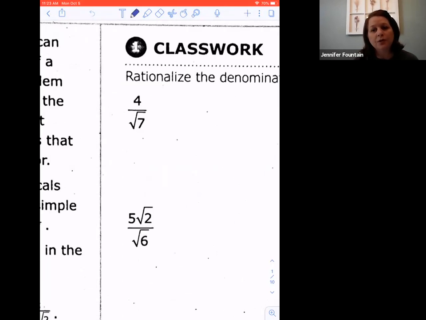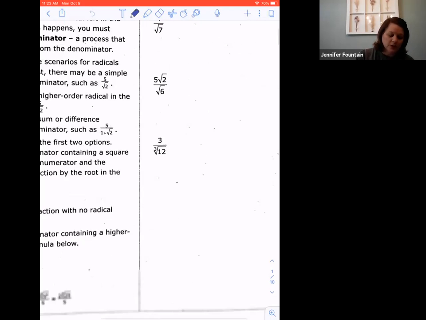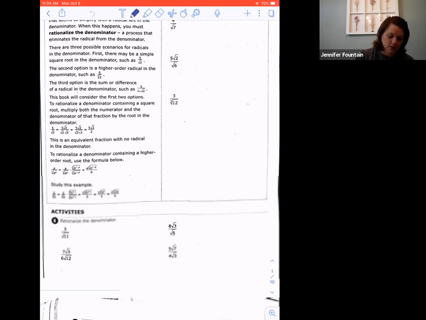If it's a square root, I have to multiply 2. If it's a cubed root, I'm multiplying 3. I think in your homework, you're going to have 4th roots, which means you have to have 4 of them in your denominator. So any questions?